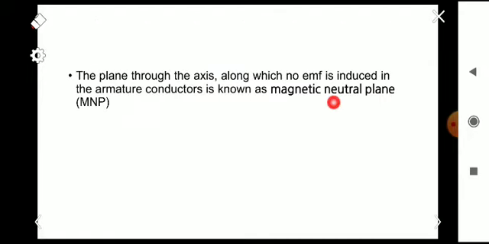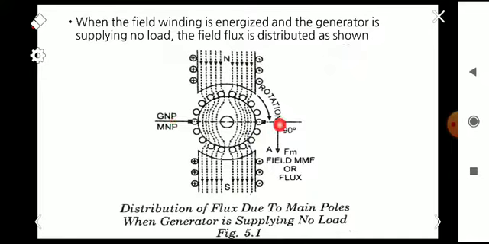That is written here. The plane through the axis along which no EMF is induced in the armature conductor is known as the magnetic neutral plane. When the conductor is arranged in this plane, no EMF will be induced in the conductors.